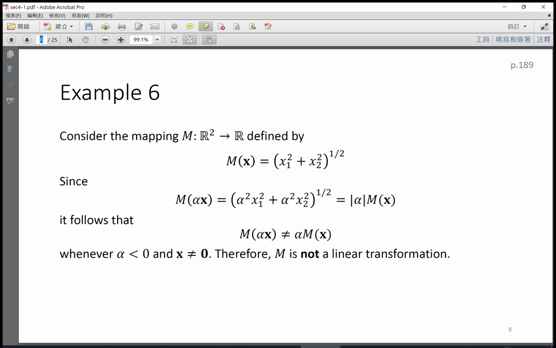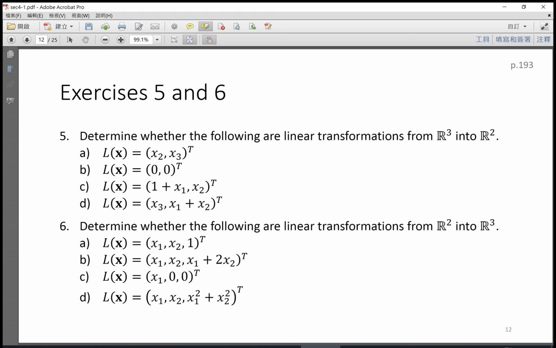If the exercise only wants you to answer true or false, then you can use the simple method discussed in this slide.